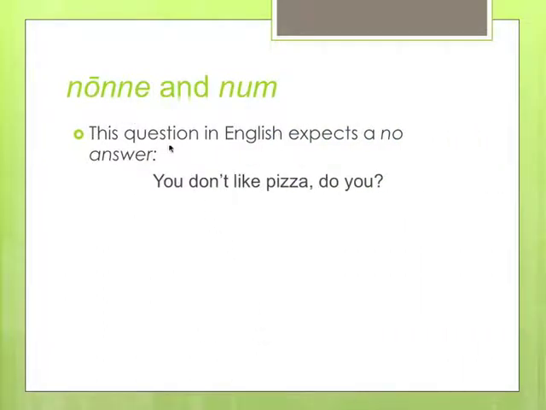Here's another example. This question in English expects a no answer. You don't like pizza, do you? Again, it's marked with a tag question to indicate that we expect a no answer. And the conversation goes something like this. You don't like pizza, do you? And the answer would be, no, I don't.